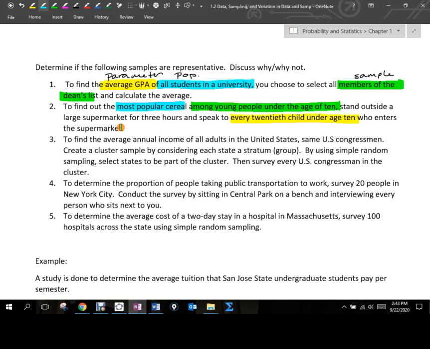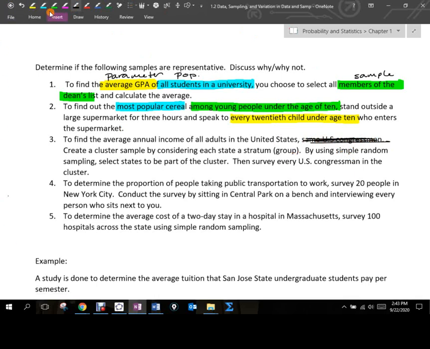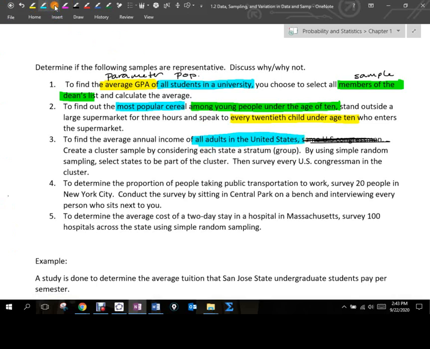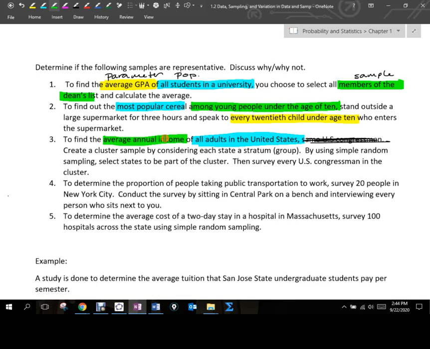Number 3 says to find the average annual income of all adults in the United States. I don't know why I typed that right there. Okay. So right there tells you your population, right? All adults in the United States. Okay. This number here, average annual income, that's going to be your parameter, correct? Is that quantitative or qualitative? Quantitative, right? Going to be a number there.